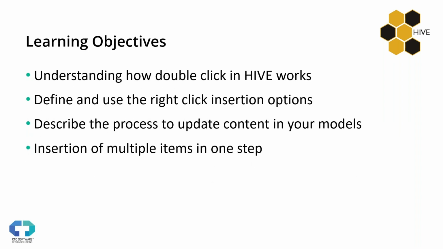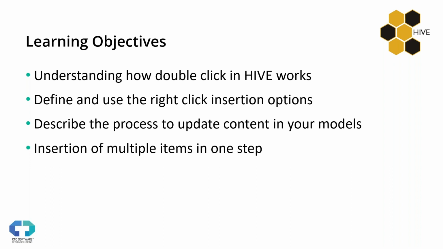So what are we going to cover here? We're going to talk about four major things. We're going to understand what the double-click action does in HIVE. We're going to take a look at the right-click insertion options. We are going to describe what happens when we use the update content option from the right-click, because there is an option for updating content. And we're also going to take a look at inserting multiple items in one step directly into your active drawing.